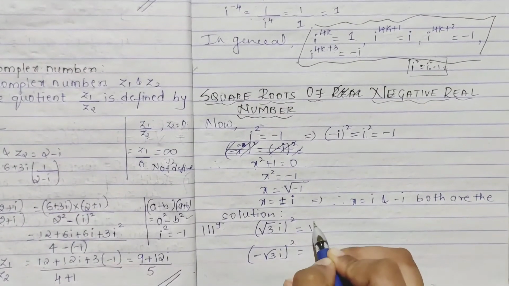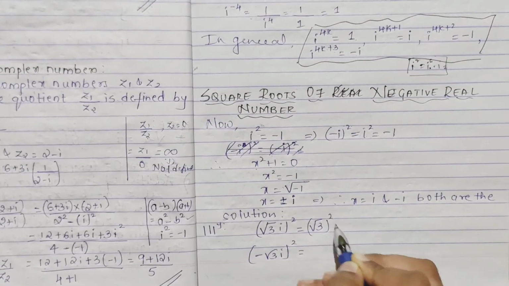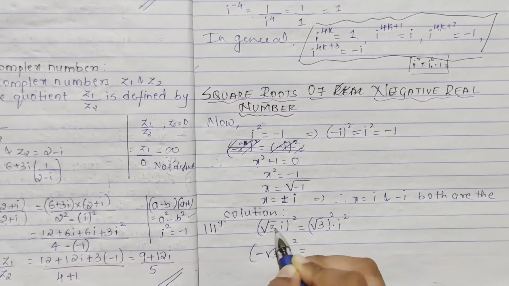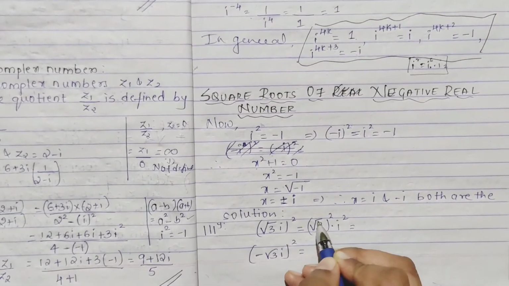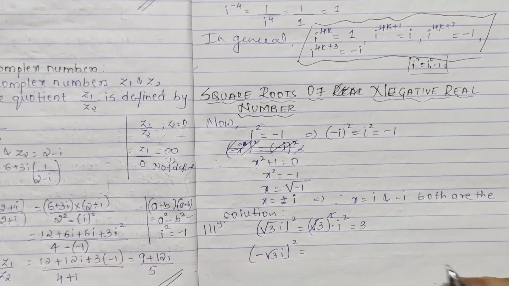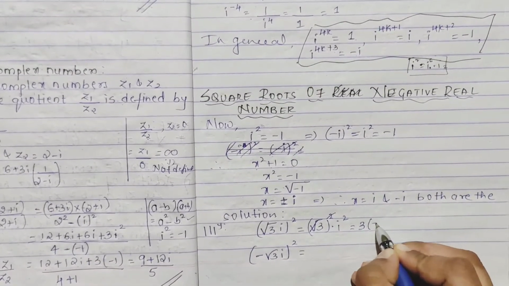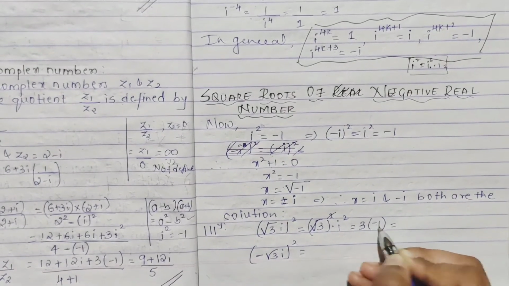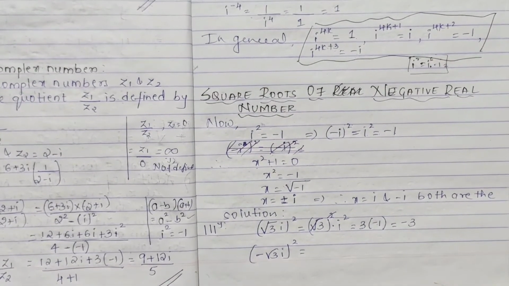Now similarly, I take root 3 i whole square. Separately, I write root 3 whole square into i square. Multiplication, you see. The root and the square, as I have told you, will always cancel, so it becomes 3. i square is what? i square is minus 1. So 3 into minus 1 is minus 3.